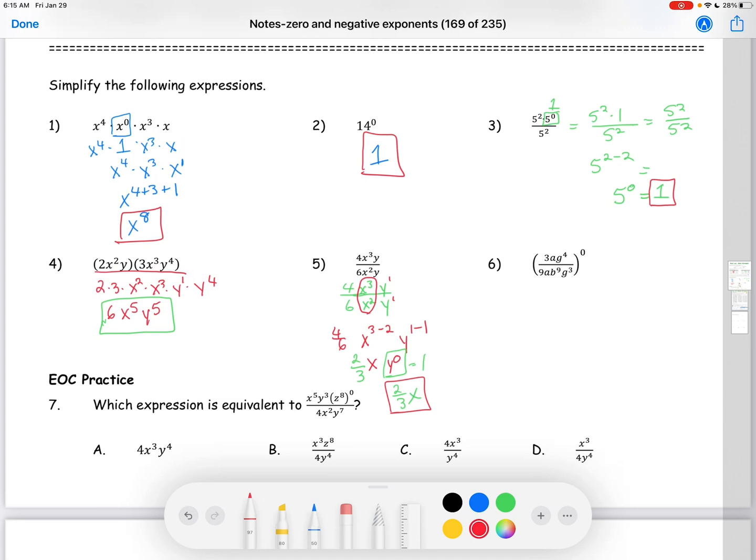Number 6 looks real messy, doesn't it? But let's think about it. Everything in this parenthesis is raised to the 0 exponent, which leaves us with an answer of, yep, just 1.